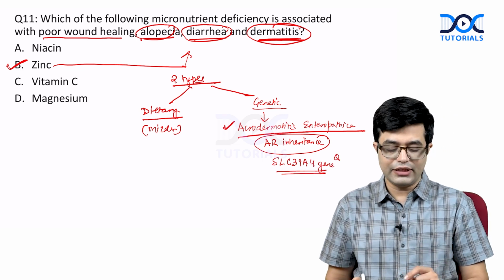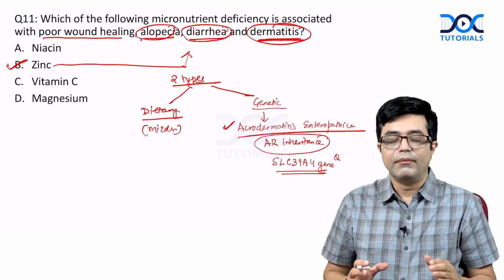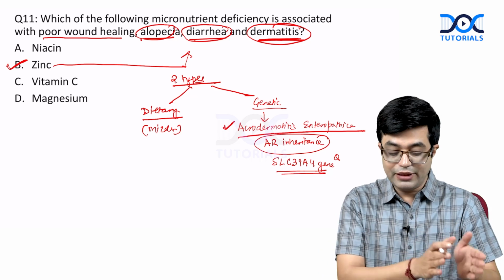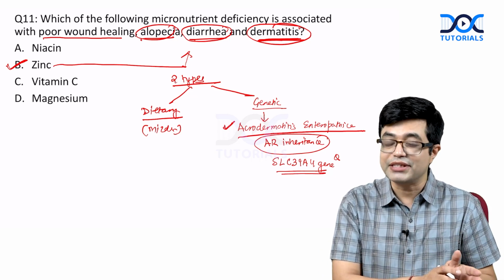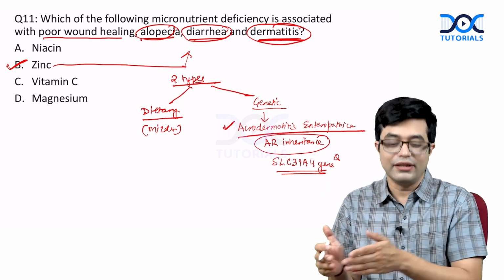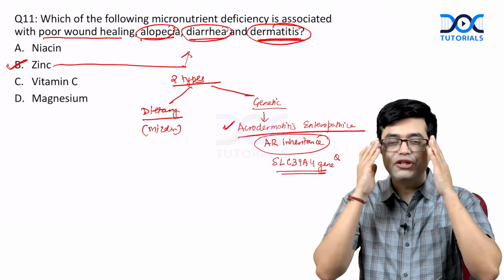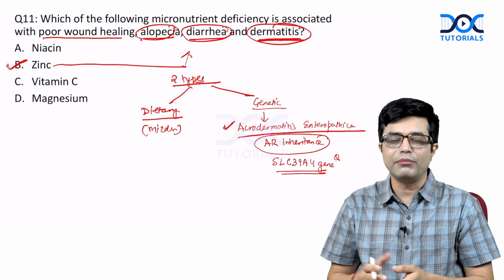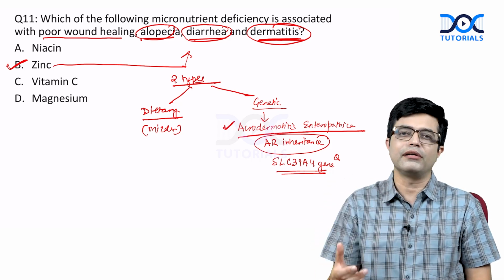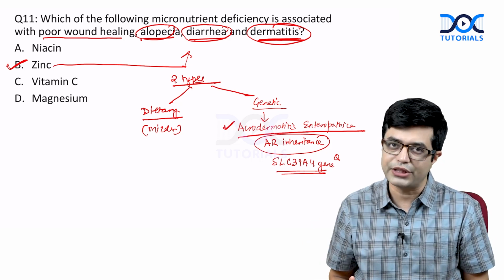So question 11, the answer is B. If they say maize eater developing photosensitive rash, answer will be pellagra, niacin deficiency. If they say bleeding gums, milk diet, poor wound healing, then the answer will be vitamin C. And magnesium deficiencies are not that common, and they are usually not described. They do not have an identifiable clinical picture compared to the other micronutrient deficiencies.